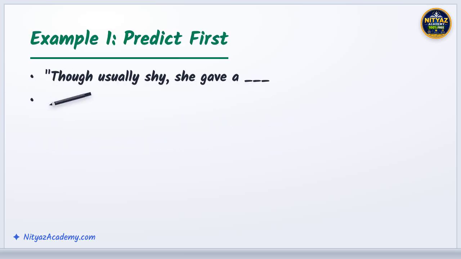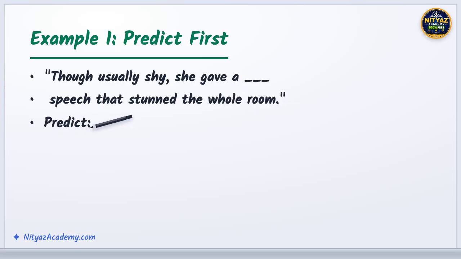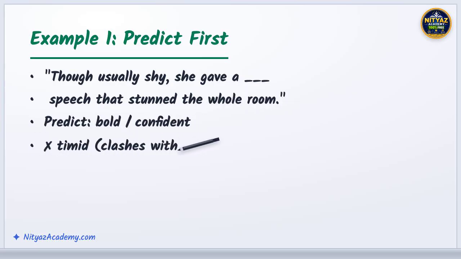Try this one. Though usually shy, she gave a blank speech that stunned the whole room. The word though signals a contrast with shy, so predict something like bold or confident. Choice A is timid, but that clashes with stunning the room, so reject it. Choice B is commanding, which matches bold and confident. The contrast clue makes B the answer.